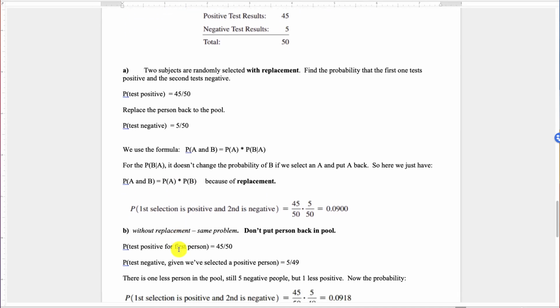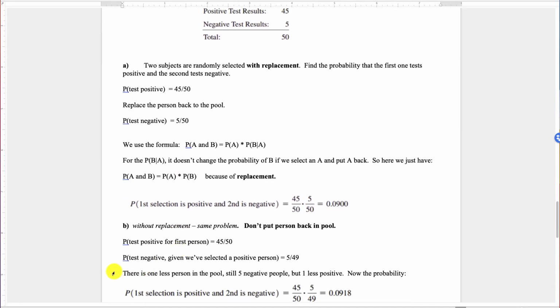Now without replacement, you're going to see that there's a change. The probability that tests for the first positive remains the same, 45 out of 50, right? 45 out of 50. But we don't put that person back. We keep that card out of the deck, per se. Now there's one less person in the pool, right? There's only 44 remaining positive test results, and there's still 5 remaining negative, but there's only 49 people.